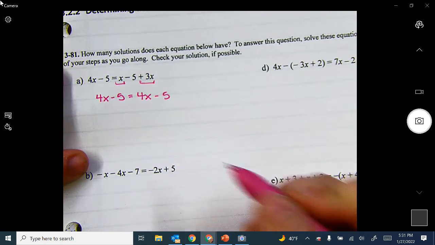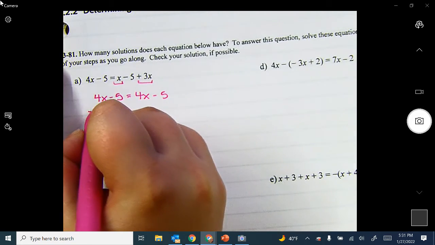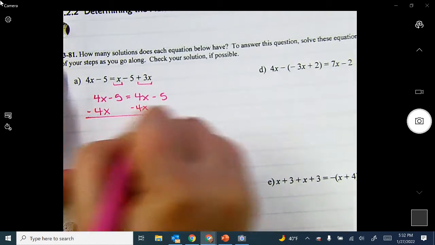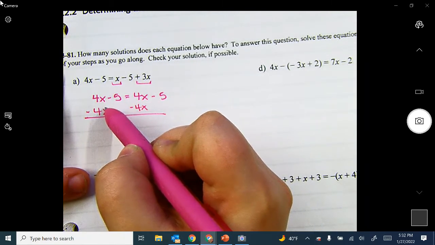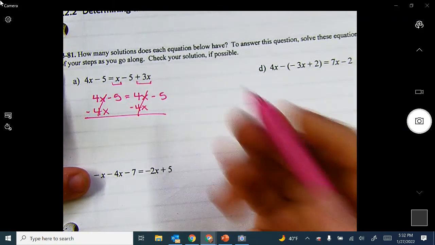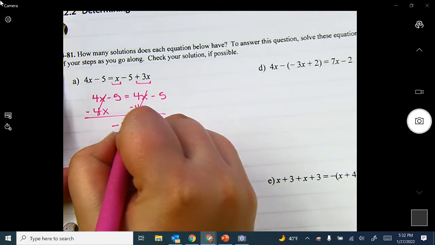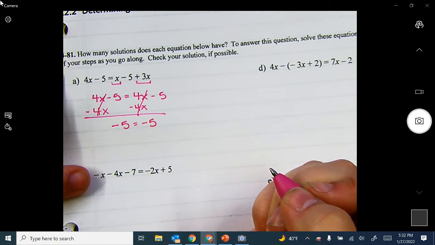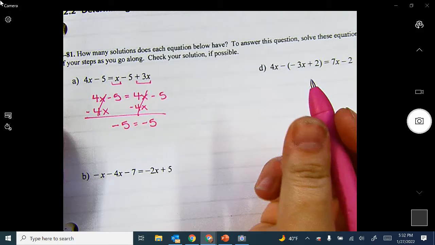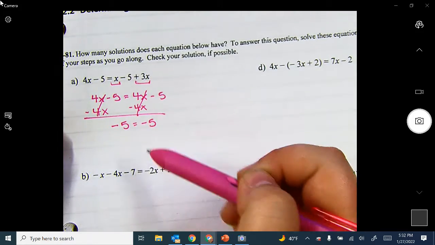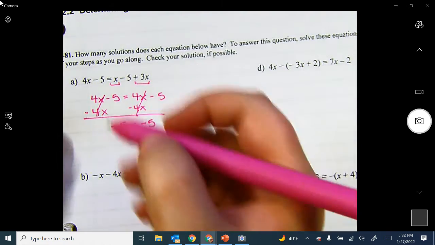So if I do my matching sets, first I can take away my x's. So I have 4x minus 4x. Okay, so here 4x minus 4x will cancel out. Over here, 4x minus 4x will cancel out. So I have negative 5 equals negative 5. Now, there's never going to be an instance where that is not true. Okay, so no matter what x is up here, I'm always going to get negative 5 equals negative 5.